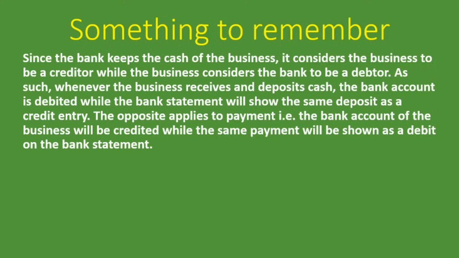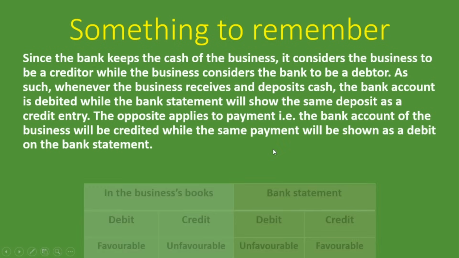But when you come to our books and look at our bank account in our books, everything that comes in is on the debit side and everything that goes out is on the credit side. The bank account of the business will be credited while the same payment will be shown as a debit on the bank statement. So here is how it is.